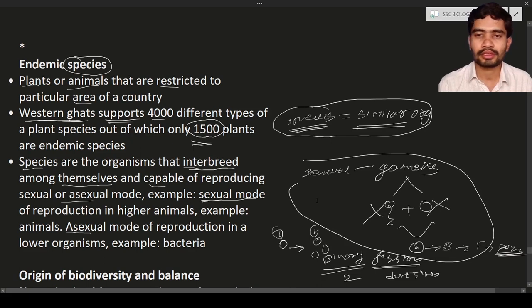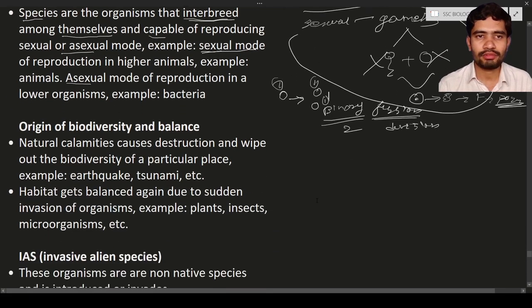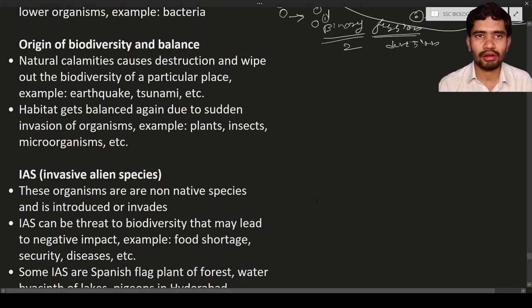Okay, so next one will be the origin of biodiversity and balance. In the last classes also we have discussed about biodiversity. What is biodiversity and what is the balance? Biodiversity means different organisms living, and variations among these organisms in a particular area, that is known as biodiversity.